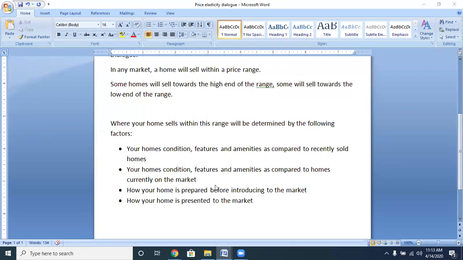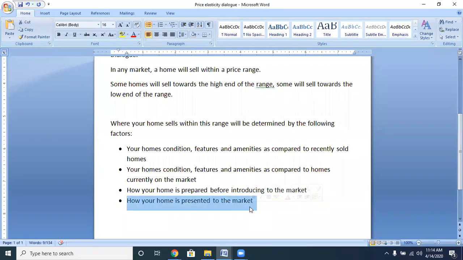Right. So how it compares. So this one right here, how the home is prepared before introducing it to the market, that is something that the seller is going to be able to control. That could change the condition and how it reflects and compares to solds and recently on the market. So how we prepare the home to go to market, we're going to talk about that tomorrow.